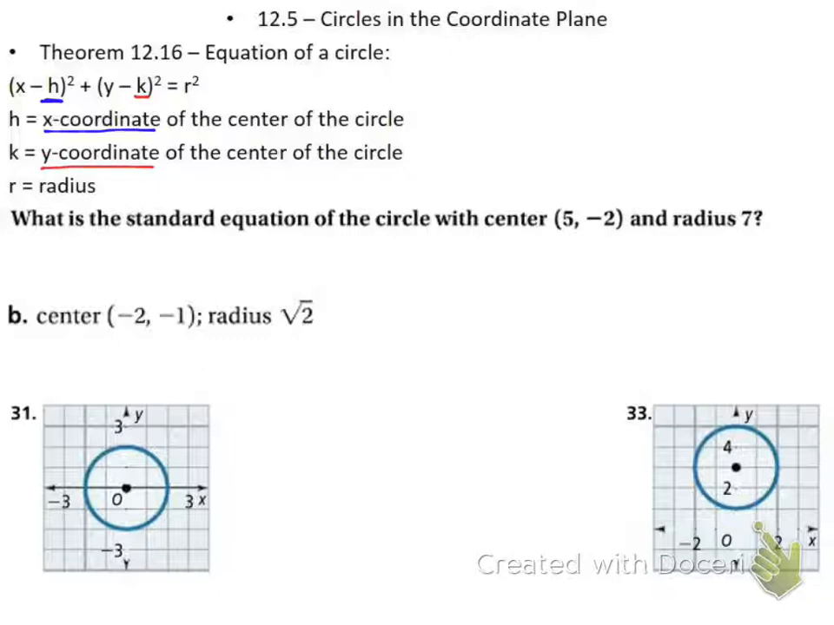And then the last thing is on the right hand side, the thing that's by itself is going to be my radius, and we're going to square whatever our radius is.